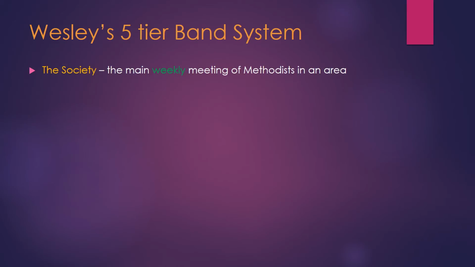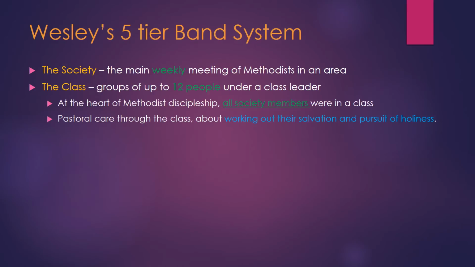Then all the Methodists, as well as going to the society meeting during the week, all had to be part of a class. A class was a group of up to 12 people. It was at the heart of Methodist discipleship, and all society members had to be in a class. So if you were a Methodist, you went to church on Sunday, you went to the society meeting during the week, and you went to a class meeting.